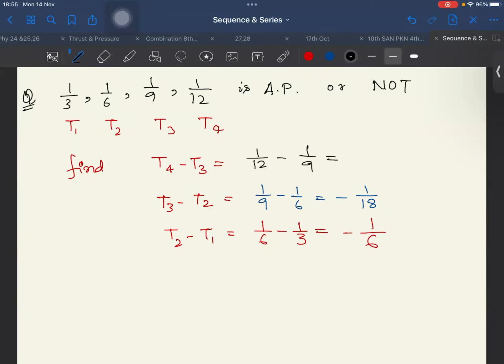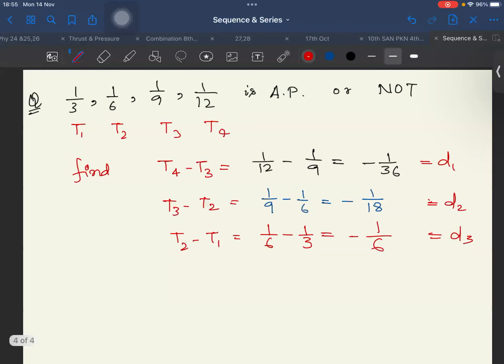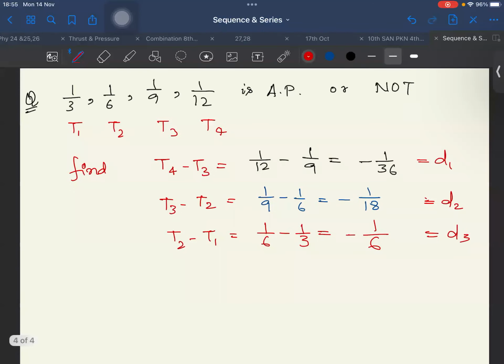Minus 1 by 36. Minus 1 by 36. Now tell me, is this the common difference you are finding? Are the common differences the same? No, sir. Then why did you say this is in AP? The common difference is not the same. D1 is not equal to D2, not equal to D3. So it is not AP. This is not in arithmetic progression, so we cannot use the same set of equations to solve this. Understood?